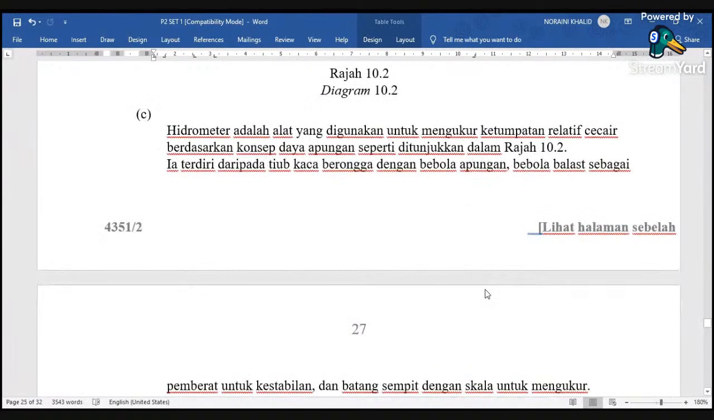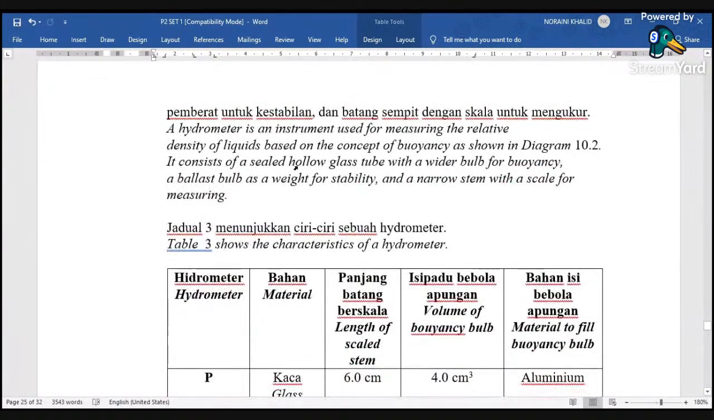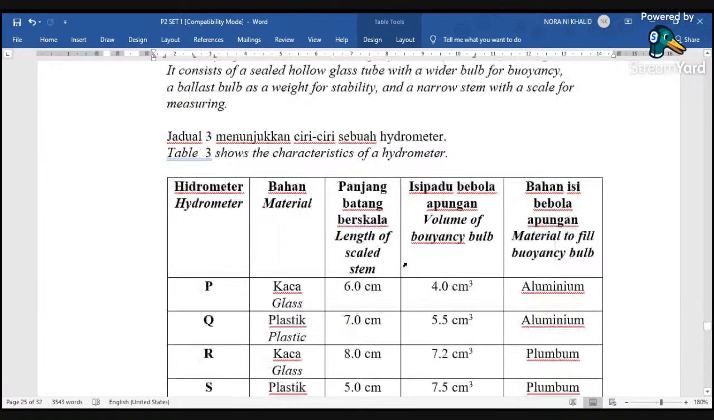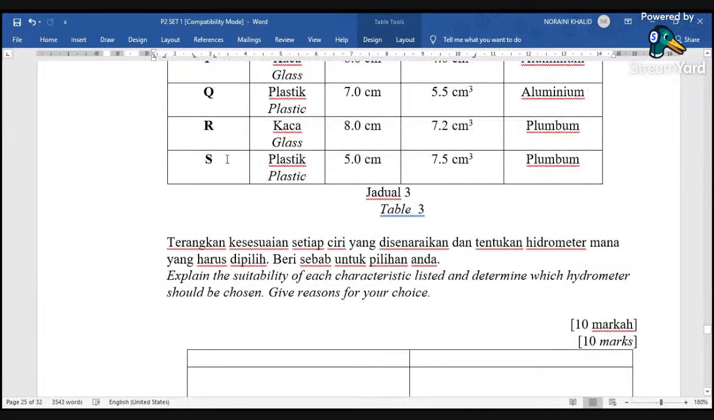hydrometer. Hydrometer is an instrument used for measuring relative density of liquid based on concept of buoyancy. Consists of sealed hollow glass tube with wider bulb for buoyancy, a ballast bulb as a weight for stability, and a narrow stem with scale for measuring. Let's look at the characteristic and the purpose for this discussion. Explain suitability to determine which hydrometer should be chosen.